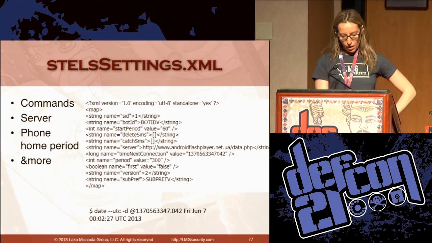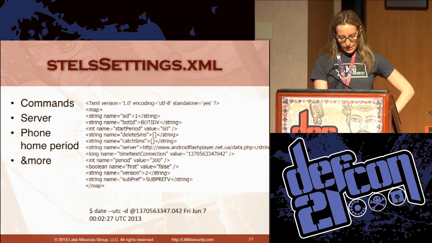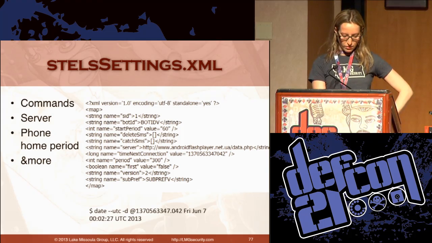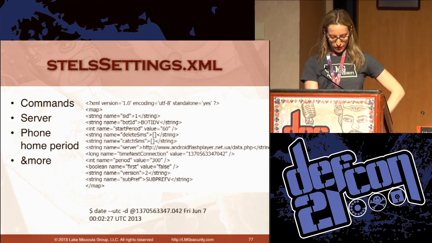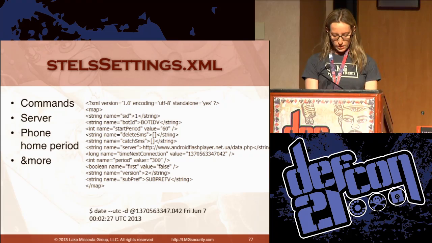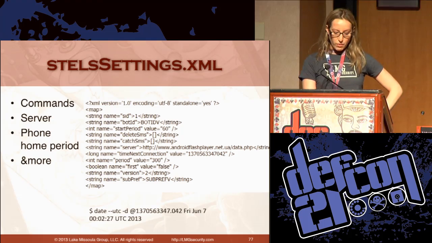We found a file called Stealth Settings XML, which appeared to contain malware configuration settings. As you can see from the configuration file, each bot is assigned a bot ID. This allows the bot herder to manage the bots under their control. The server listed is the command and control server that instructs the bot where to phone home to. The period value of 300 seconds, or 5 minutes, is the initial phone home interval. This tells the bot to phone home every 5 minutes.